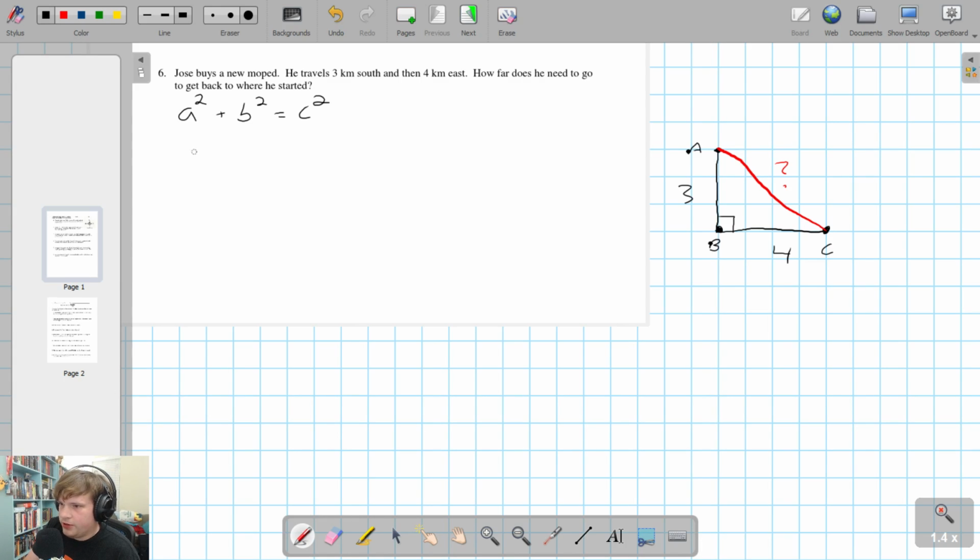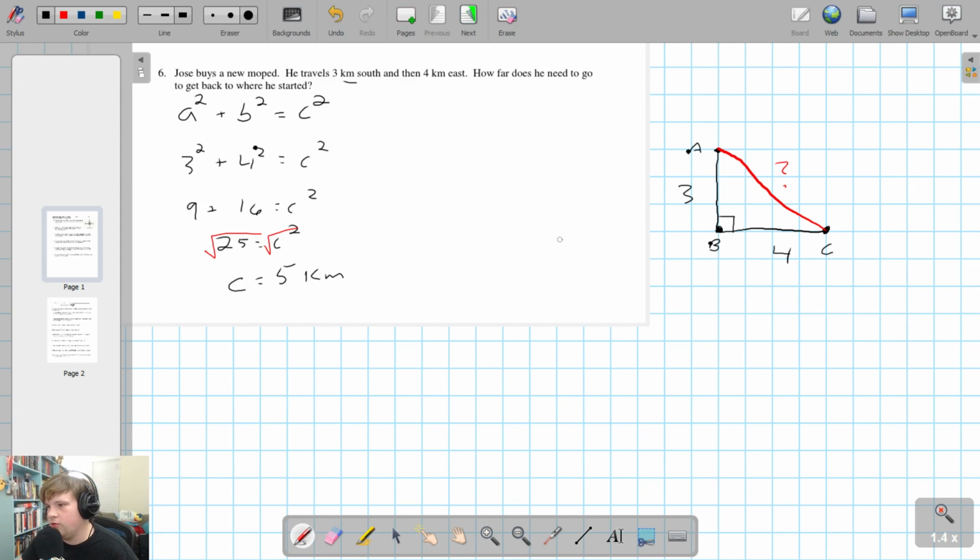And so we plug it in: 3 squared plus 4 squared is equal to c squared. So 9 plus 16 is equal to c squared. That's 25 is equal to c squared. We're going to have to take the square root of both sides. And you're exactly right, c is going to equal 5, and kilometers is our unit, so kilometers.